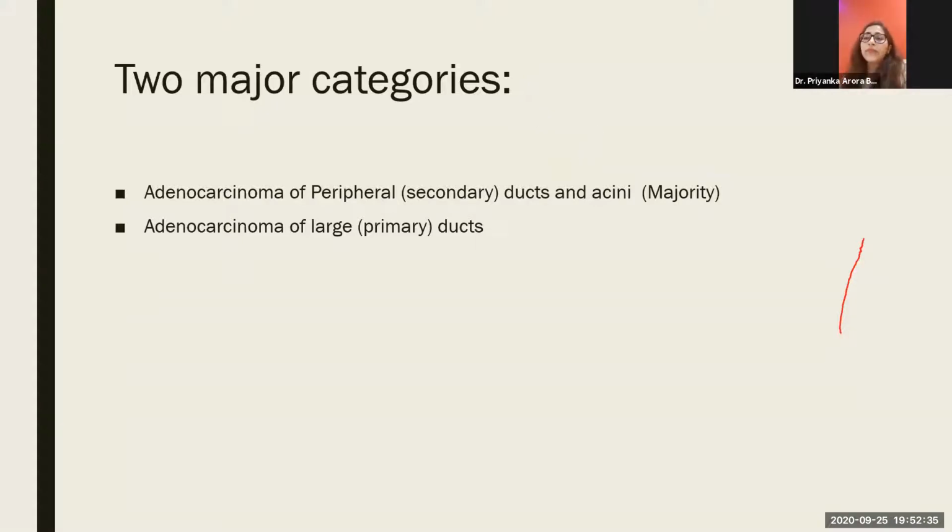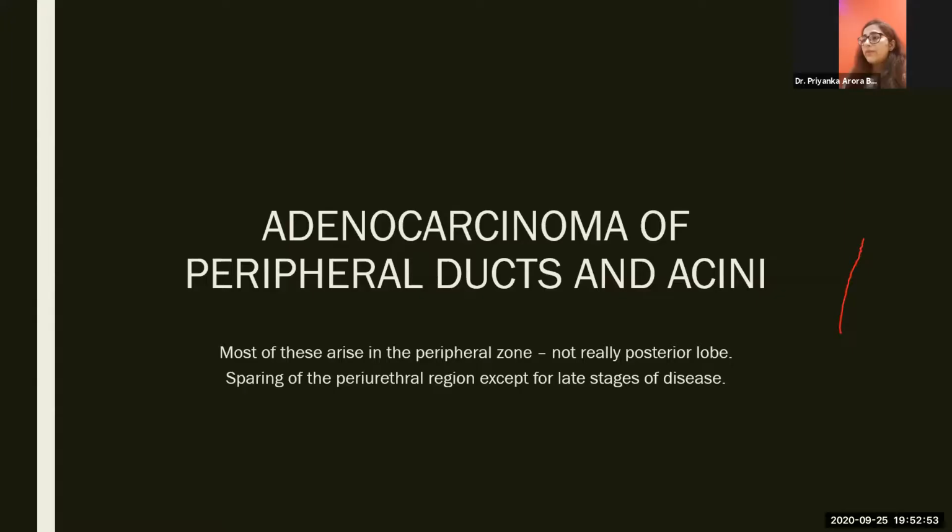So this is the adenocarcinoma of the acini and peripheral ducts, and the adenocarcinoma of the large primary ducts. Obviously, the one with the acini and the peripheral ducts is the most common and makes up the majority of the lesions, and the large primary duct adenocarcinoma is sort of rare.